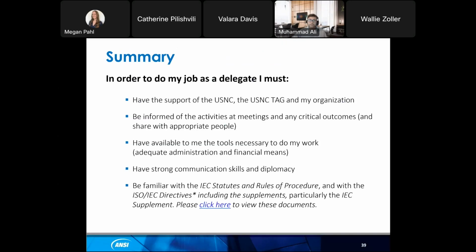So if you move on to the next slide, to summarize it all, as a USNC TAG member, as well as a delegate to the international committee meeting, of course, ensure that you have the support of the TAG itself and your organization to participate in these meetings. Be informed of the activities at the meetings and any critical outcomes coming out of those meetings.